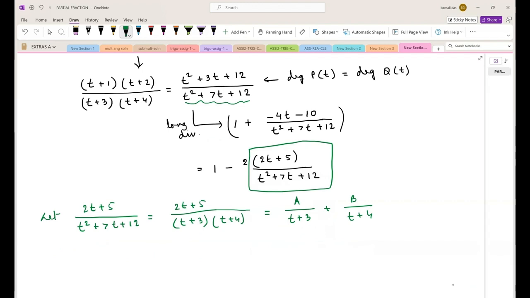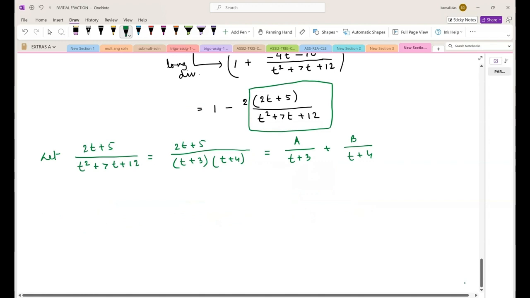So once you find the values of a and b, it will be, I think, minus 4. Anyway, whatever it is, I don't want to do the calculation and waste time. So you can find the values of a and b, substitute them back. Once you substitute them back, then this expression is split up.